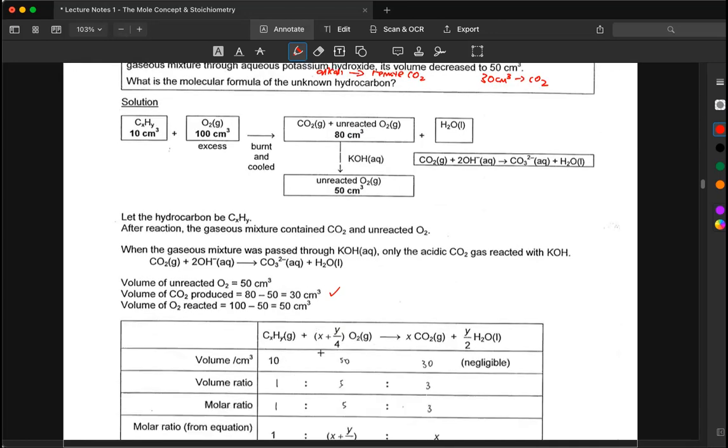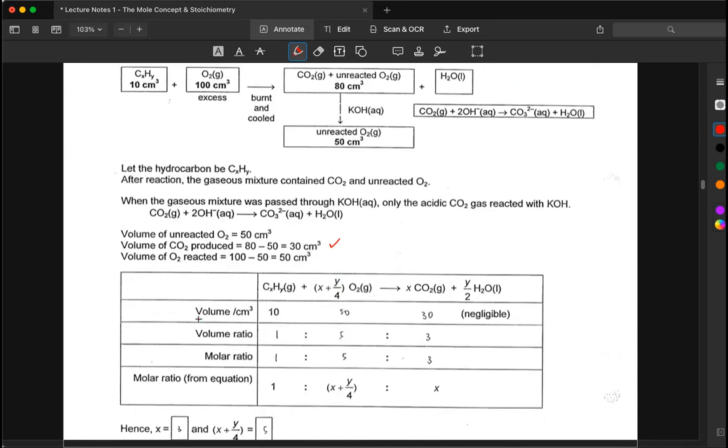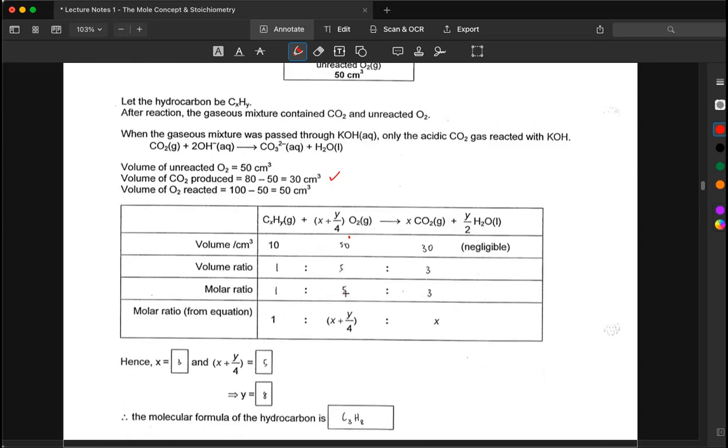So if you use this equation, ICS, so this is the initial volume, 10, 50. Okay, actually they just do this. So 10 cm³ of hydrocarbon reacts with 50 cm³ of oxygen, forming 30 cm³ of CO2. Volume ratio equals mole ratio. So 1:5:3.